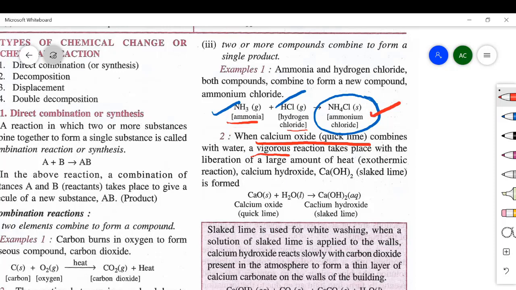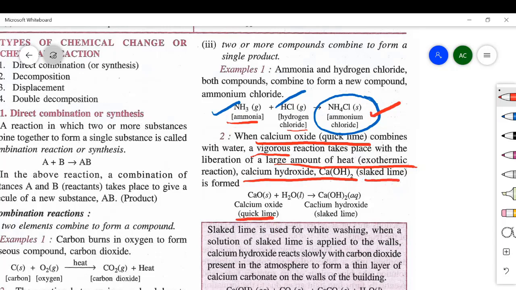As soon as you add water to this compound, the reaction immediately starts with bubbles and rises a little up the test tube. So this is the vigorous reaction. And then a large amount of heat is liberated. That means it is an exothermic reaction. And what is the product formed? Product is calcium hydroxide, which is also known as slaked lime.